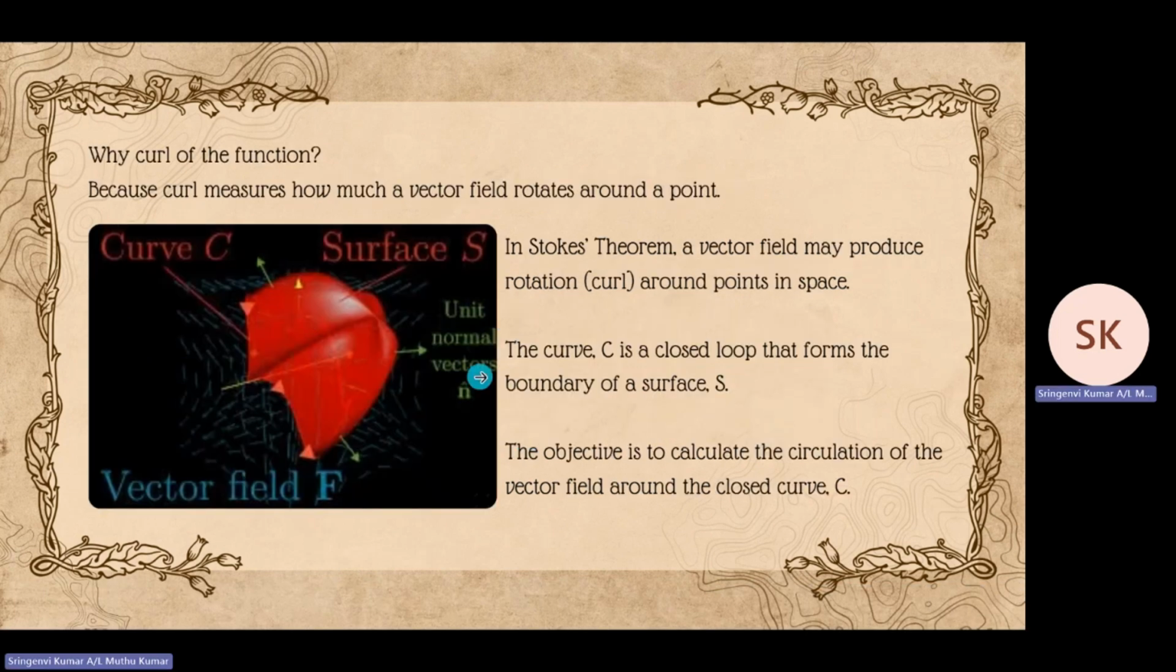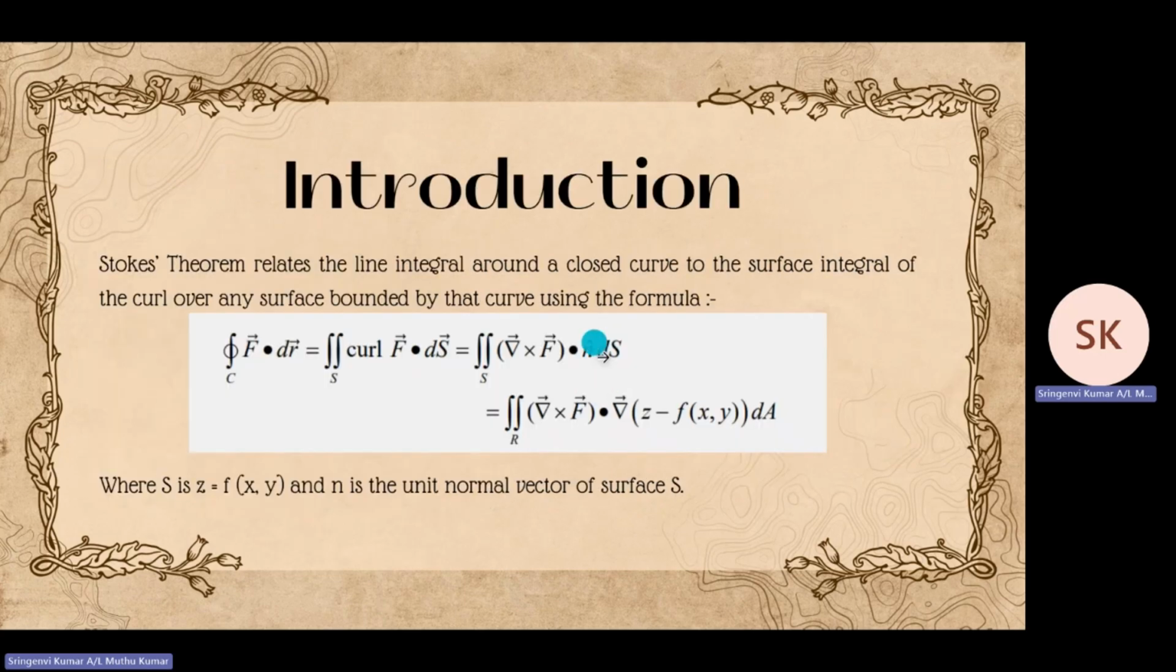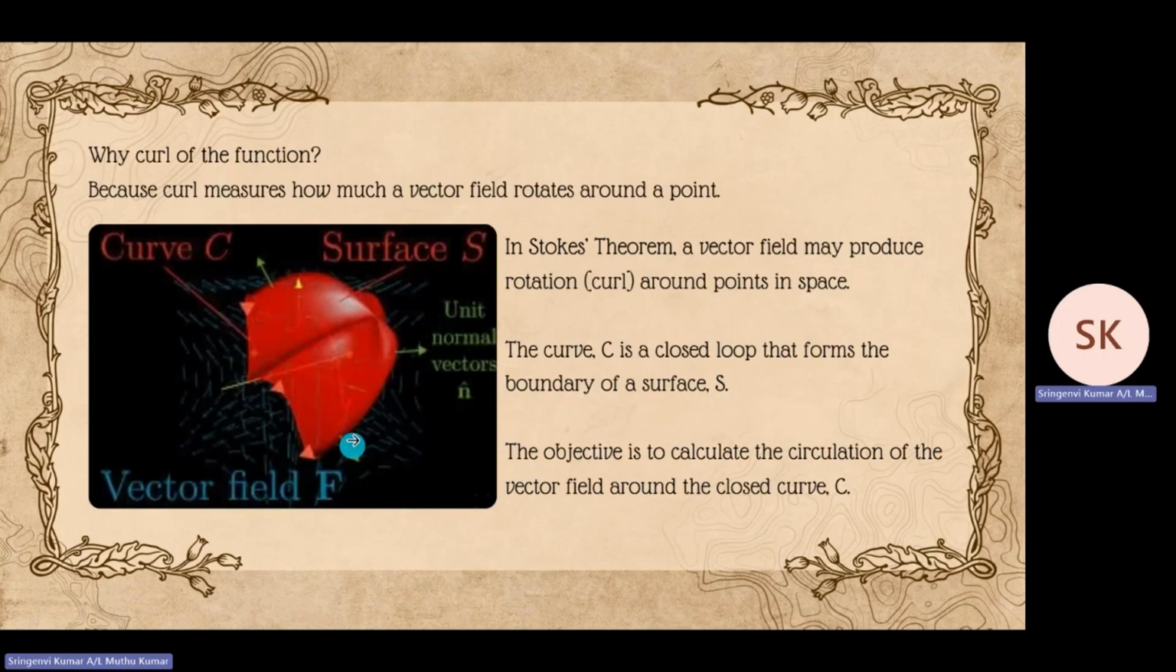Okay, so now if you notice, we have two different relations of Stokes theorem, one with normal vectors, one with z minus fxy. Why? Because unit normal vectors are over here. They are the perpendicular components, and they are directly on our surface. However, more often than not, we can't use them because our surface isn't completely flat.